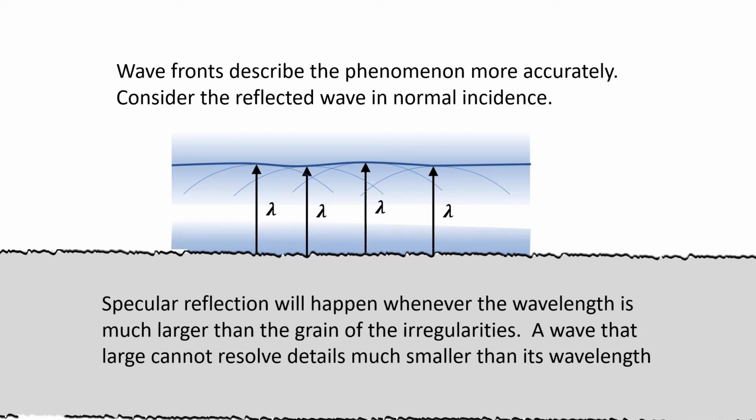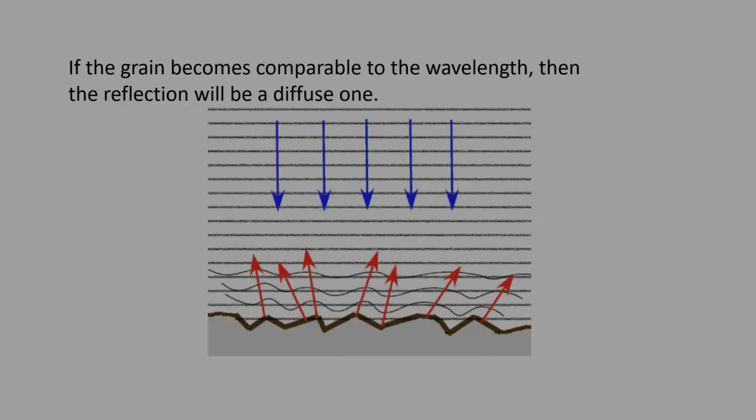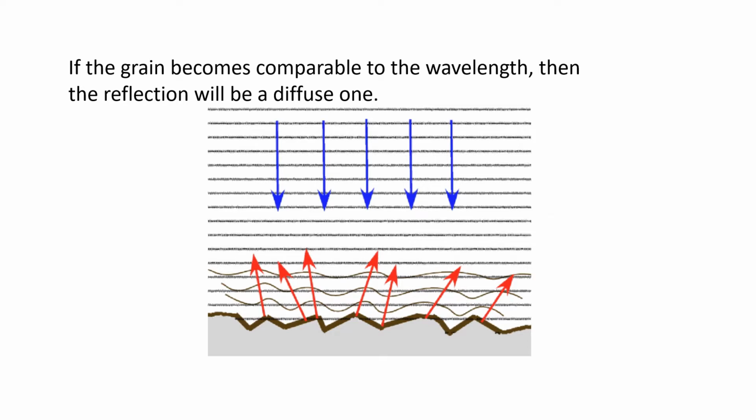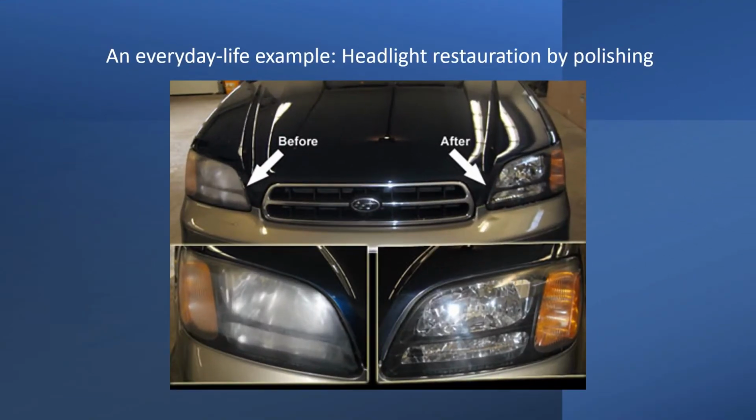Specular reflection will happen whenever the wavelength is much larger than the grain of the irregularities. A wave that large cannot resolve details much smaller than its wavelength. If the grain becomes comparable to the wavelength, then the reflection will be a diffuse one. Here's an everyday example: headlight restoration by polishing.